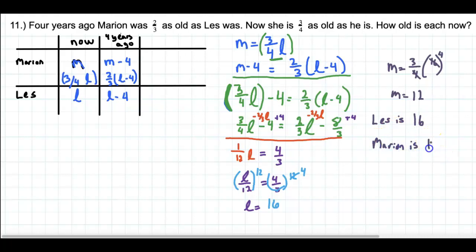is 12. You don't have to use this grid system, but I find it's kind of nice to organize the information that you have. It's always going to be, usually, a current time and then another time, or just two different times, and then two different names and their ages.